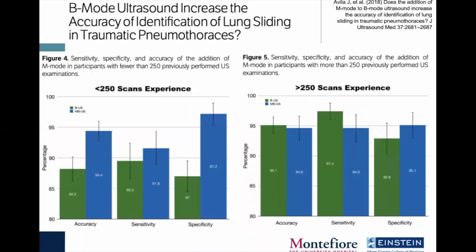And what they found was, in a subgroup analysis of ER providers that had less than 250 scans versus ER providers that had greater than 250 scans, that using M mode increased the accuracy from 88% to 94%, increasing specificity as well from 87% to 97% using B mode alone. So if you're inexperienced and you're trying to identify pneumothorax with lung ultrasound, using M mode really improves your accuracy, sensitivity, and specificity. But if you're a fairly experienced ultrasonographer, using M mode didn't really add very much.